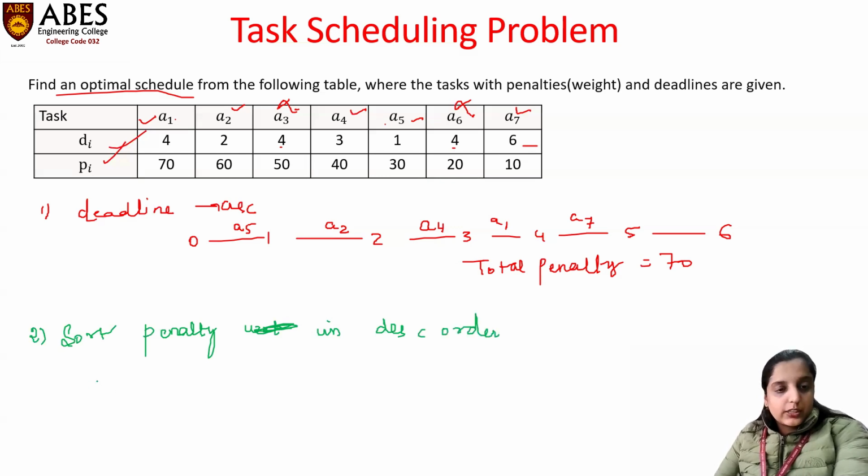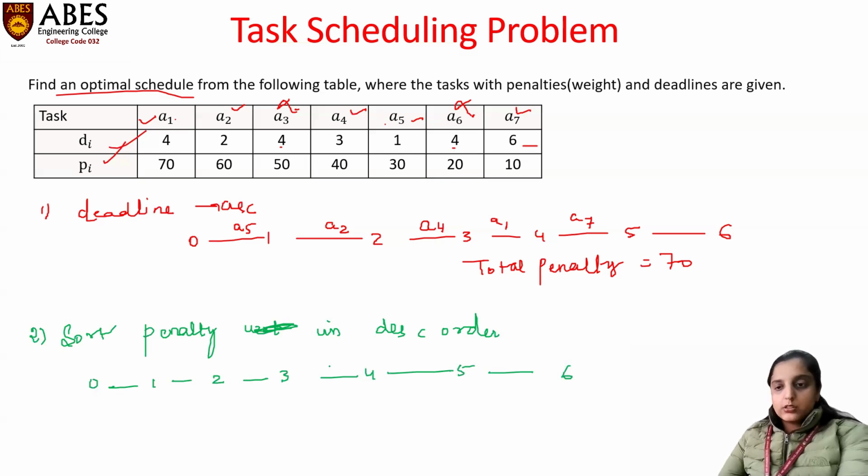So again, I will draw the Gantt chart: 0, 1, 2, 3, 4, 5, 6. Let's try to find out whether this particular approach will solve our problem or not. In descending order, the highest penalty task is 70. It's already sorted in decreasing order, so it will be very easy for us to do. So again, the first task is 70. So we can select this task. As you can see, the deadline is 4, so we can do this task.